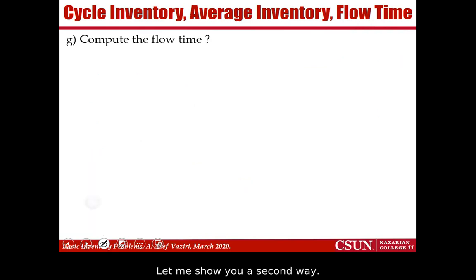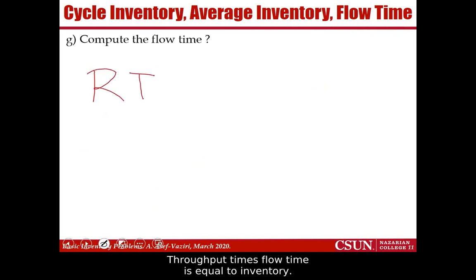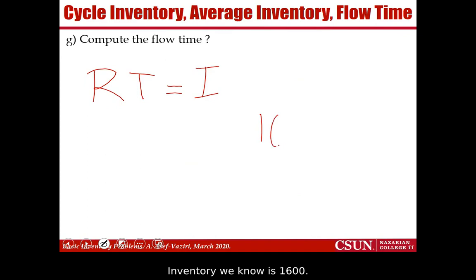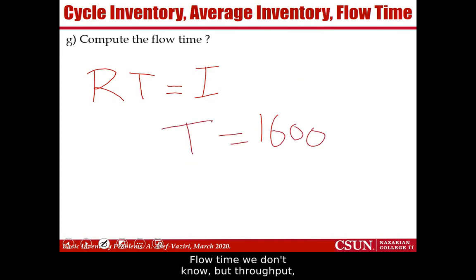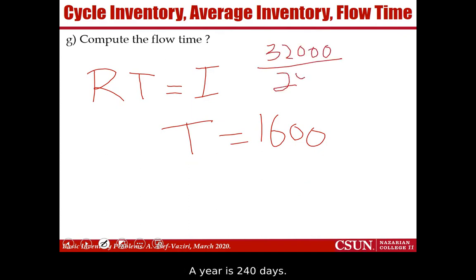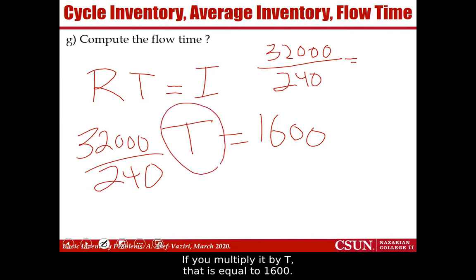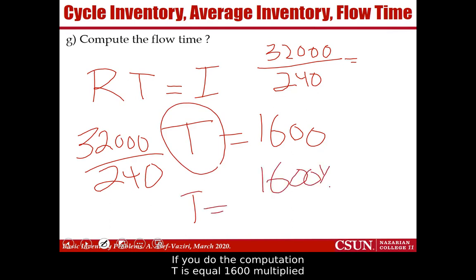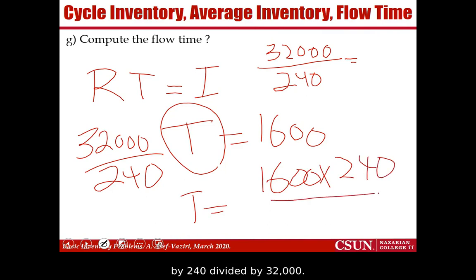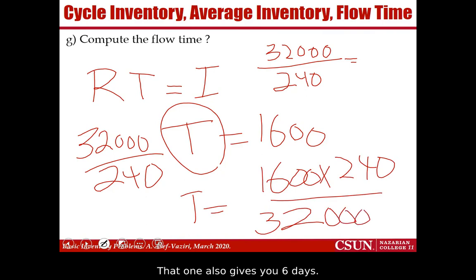Let me show you a second way. Throughput times flow time is equal to inventory. Inventory we know is 1600. Flow time we don't know, but throughput is 32,000 per year. A year is 240 days. 32,000 divided by 240 is throughput per day. If you multiply it by T, that is equal to 1600. If you do the computation, T is equal to 1600 multiplied by 240 divided by 32,000. That one also gives you 6 days.